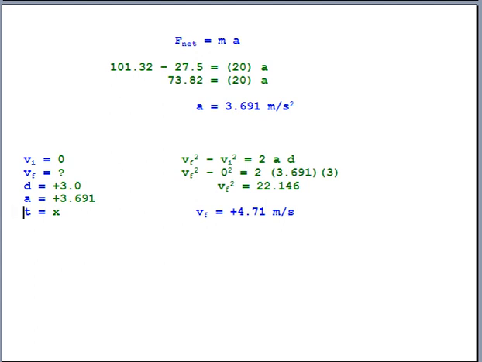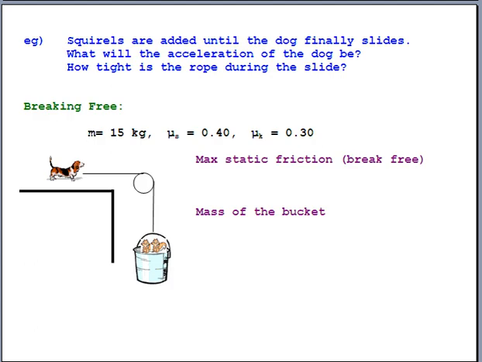All right, so far so good. We're down to a final question, kind of a double question. It kind of mimics one in the textbook where there was this block of wood or something on a kitchen counter with a pulley and then a bucket where they were filling it with sand. And I thought, well, that's not very cool. Let's go with a dog instead of a block of wood. And instead of filling the bucket with sand, let's fill it with squirrels. So this dog is sitting there, like belaying the bucket. And then we're going to start adding squirrels until finally the dog breaks free and starts to slide.